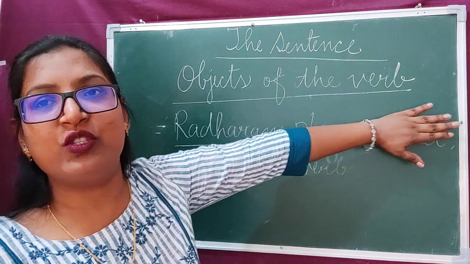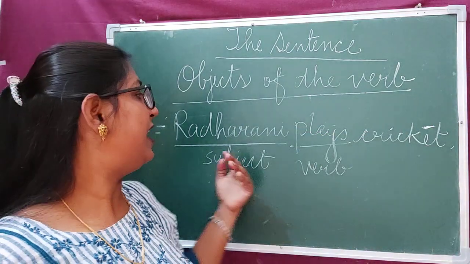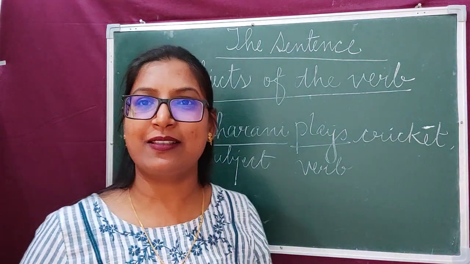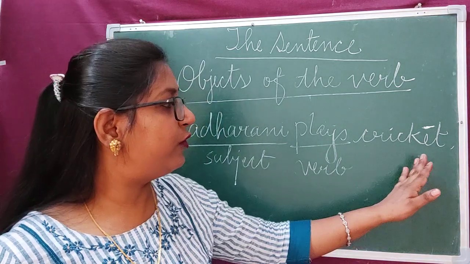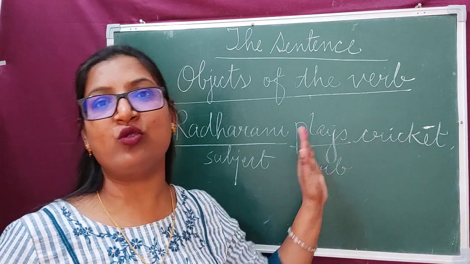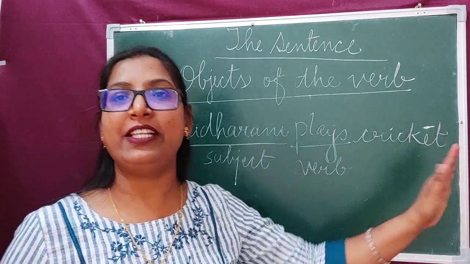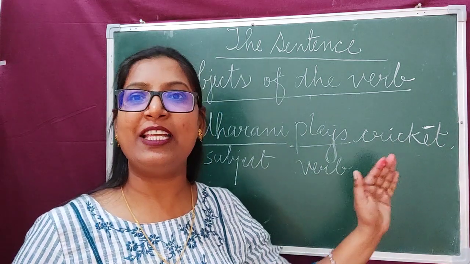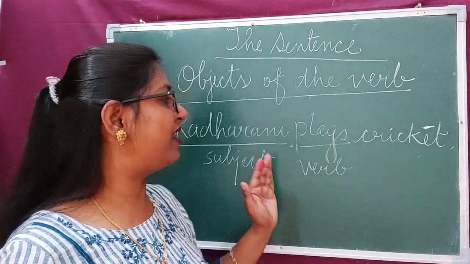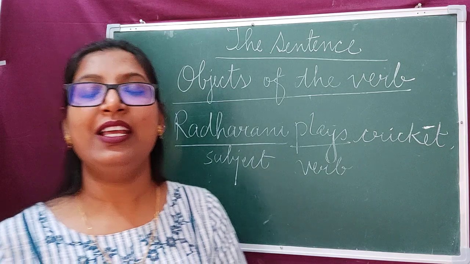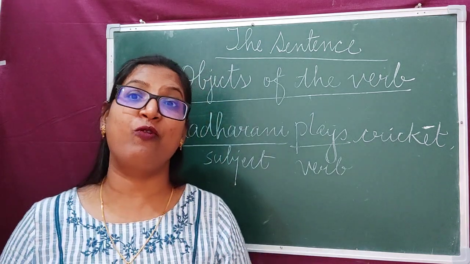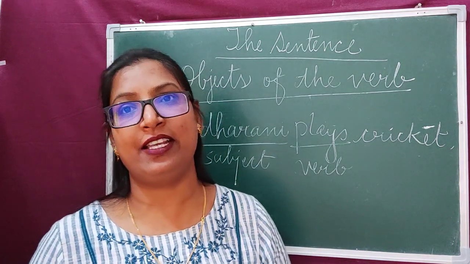If I just hide this word cricket from here, I just say Radha Rani plays. Do we get the complete meaning of this? No. The word cricket is helping the verb to complete its meaning. Radha Rani plays cricket. So, dear children, there are certain rules to find out an object in a sentence.